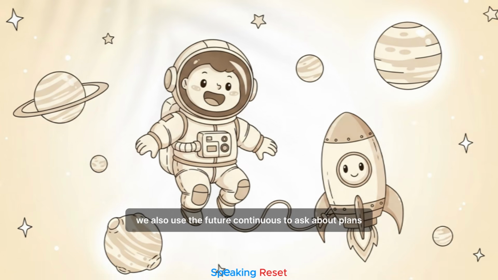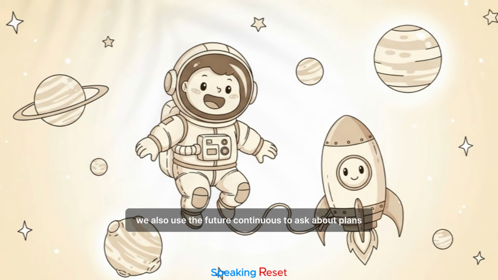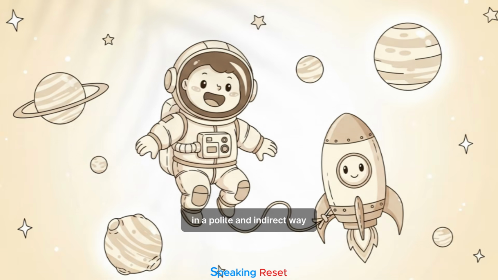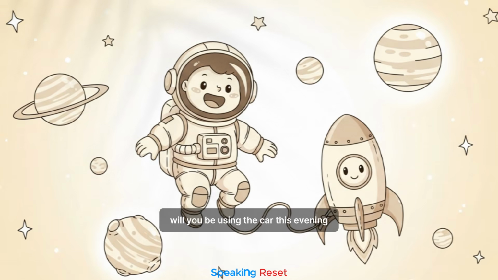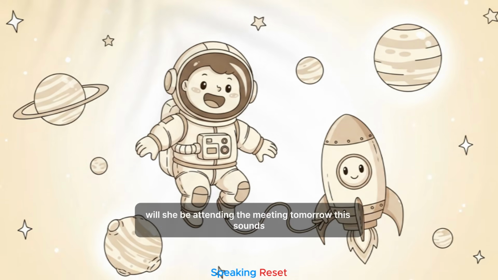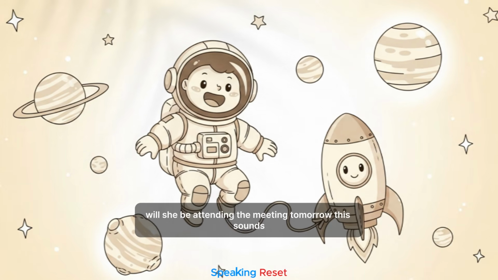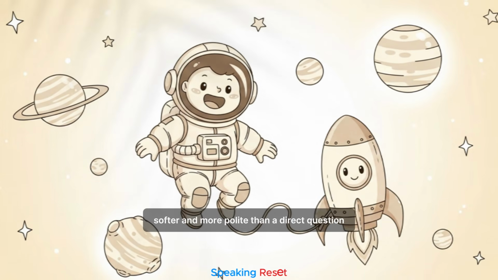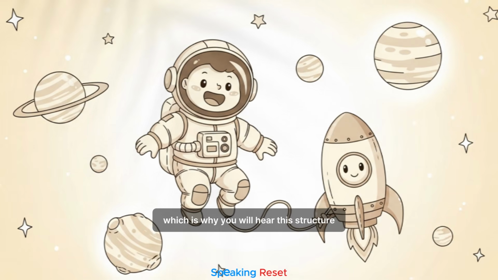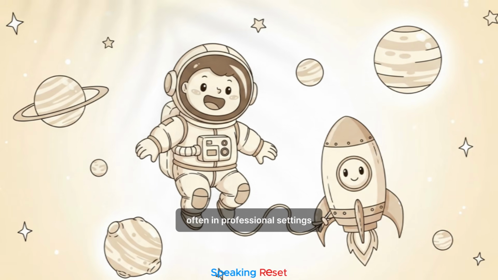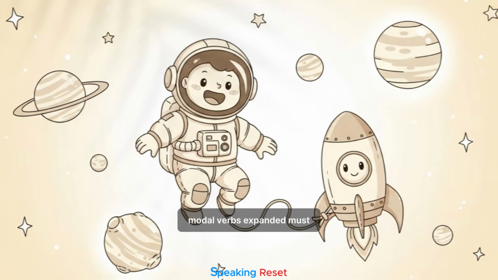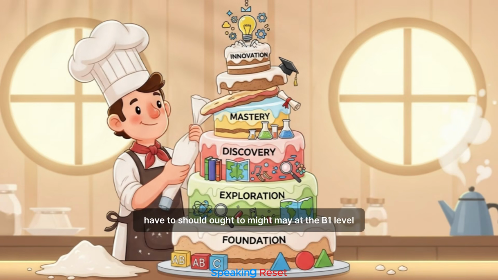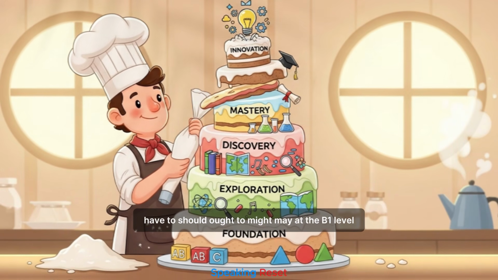We also use the future continuous to ask about plans in a polite and indirect way. Will you be using the car this evening? Will she be attending the meeting tomorrow? This sounds softer and more polite than a direct question, which is why you will hear this structure often in professional settings. Modal verbs expanded: must, have to, should, ought to, might, may.